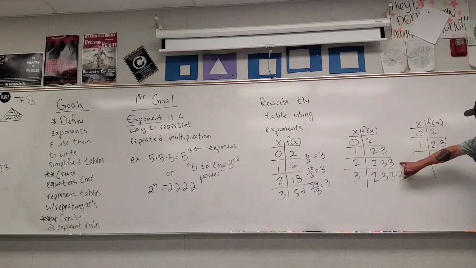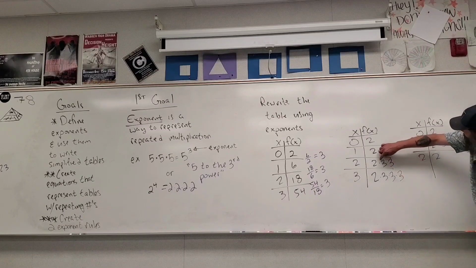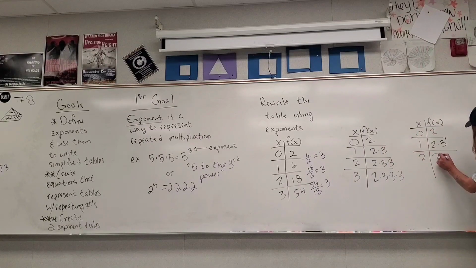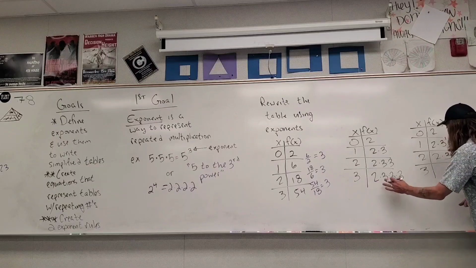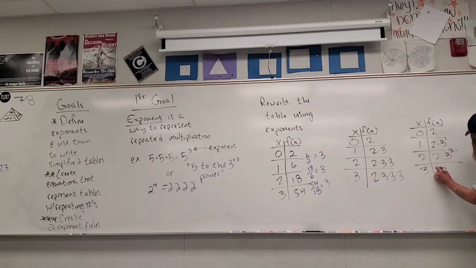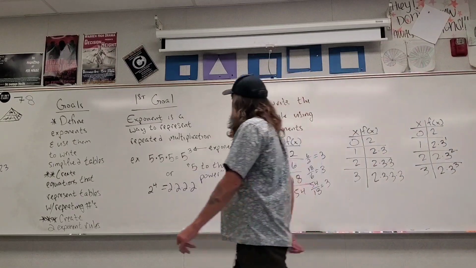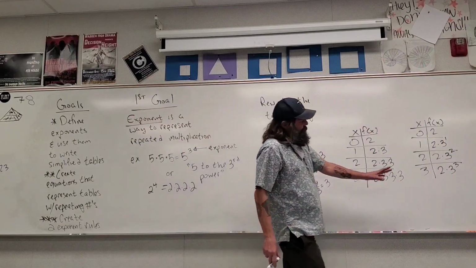And then this one, my row 2 would be 2 times 3 to the 2nd power, because I'm multiplying 3 by itself twice. And then the last one, row 3, would be 2 times 3 to the third power, because 3 is multiplying by itself 3 times. So this would be how I would accomplish my first goal, defining exponents and using them to write simplified tables.